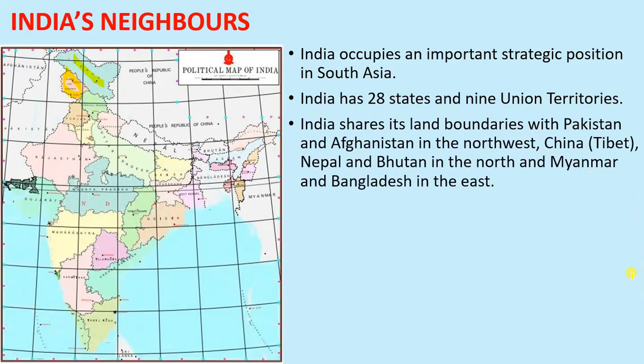India shares its land boundaries with Pakistan. Pakistan is this side. Afghanistan in the northwest. Afghanistan is touching India's land boundary in this region. China, including Tibet, this complete region. Nepal is here. Bhutan, you can locate here, this region.